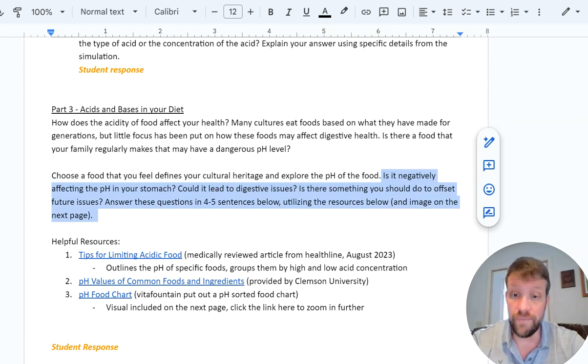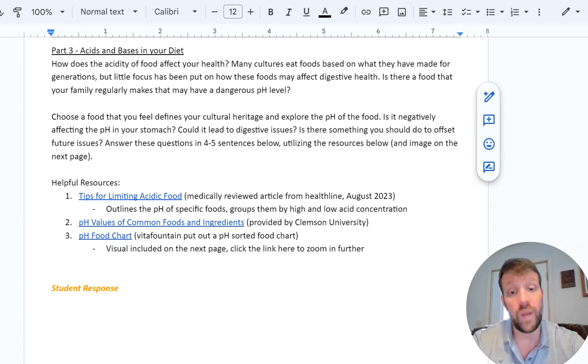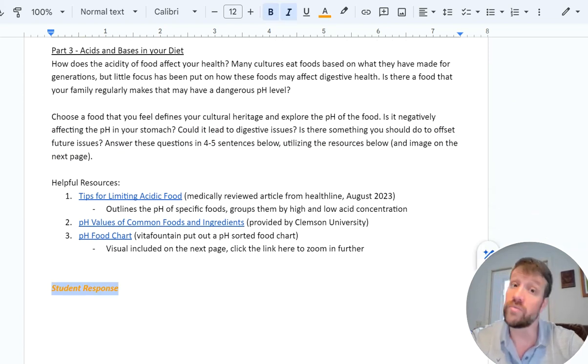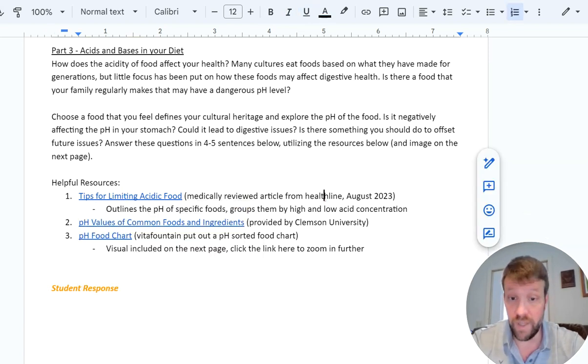So is that food that you decide to define here affecting the pH in your stomach? Could it lead to digestive issues? That's what I want you to give me here in a response, okay? So consider something that you eat regularly with your family. And you can look through tips for limiting that.